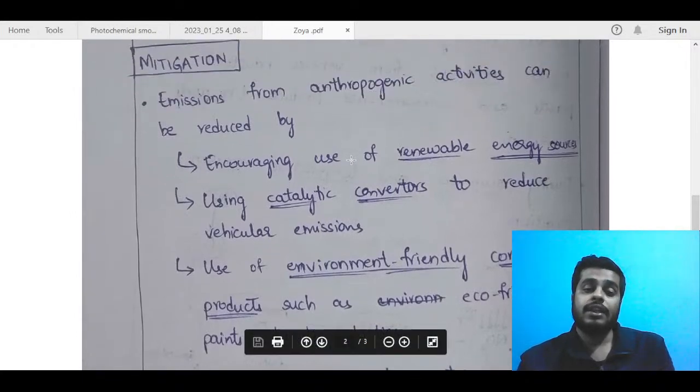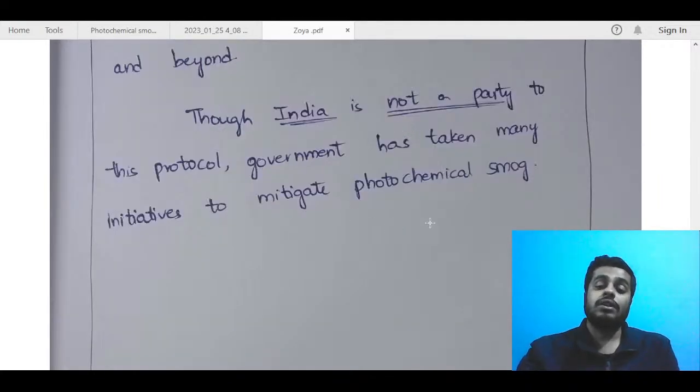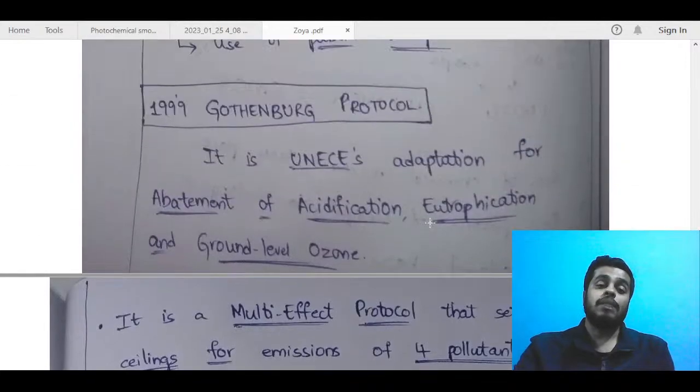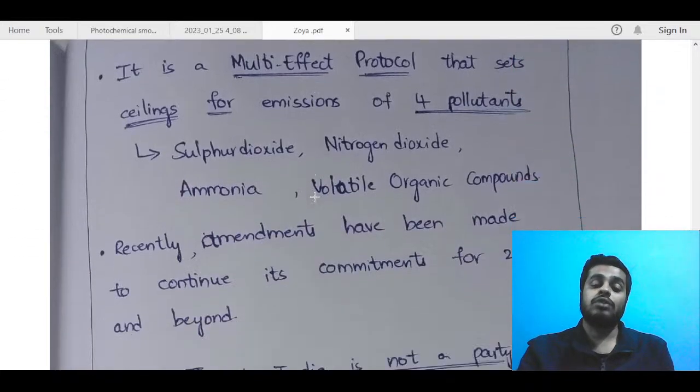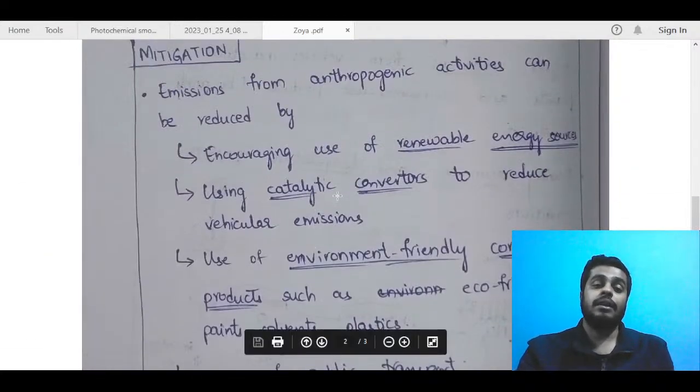Again, here you could have explained what catalytic converters are, and how they reduce vehicular emissions. Party to the protocol, government has taken many initiatives to mitigate photochemical smog. Bringing all the stakeholders of the society together in order to reduce this menace further, that would have been a more apt conclusion. So overall, you have written a very good answer, and 5 out of 10 is what you must get in this answer. Some things you could have improved: talking about this protocol in a better manner. You could have talked separately about aims and objectives and also the 2012 amendment, which I think you have missed there. And other than that, you could have mentioned this part a bit better.